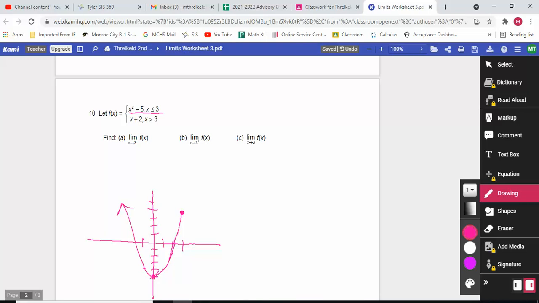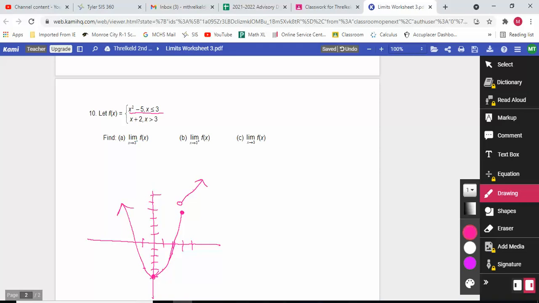The second piece, we have to start with 3. We put in 3. 3 plus 2 is 5. That would be open. Then you need things greater than that. So if you put in a 4, you get a 6. If you put in a 5, you get 7. So it's a line going that way. Okay, so we can use this graph to help us, and we'll also talk about using the equation.